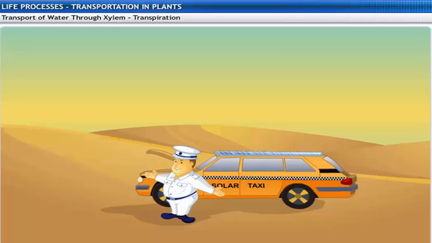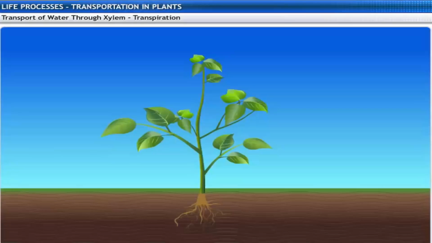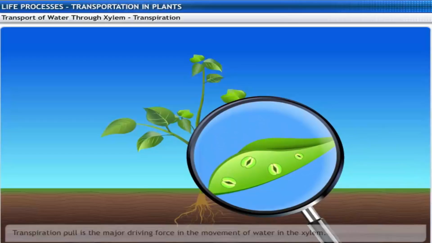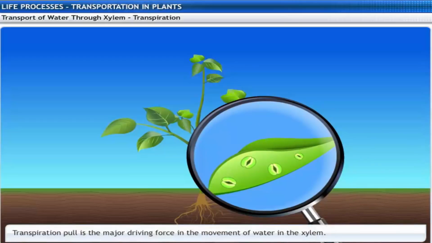It seems we've come a long way from home. Let me tell you something about my OL. She needs to be cooled every now and then to perform her best. Transpiration helps to cool the plants and to get rid of excess water. During the day, when the stomata are open, the transpiration pull becomes the driving force in the movement of water in the xylem.